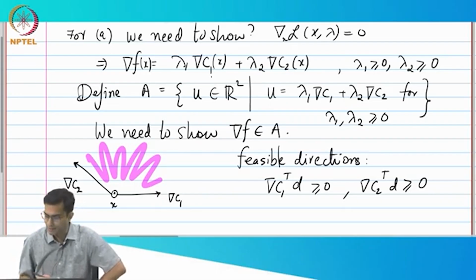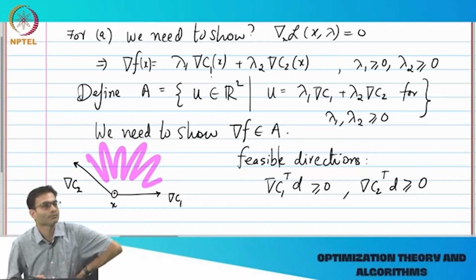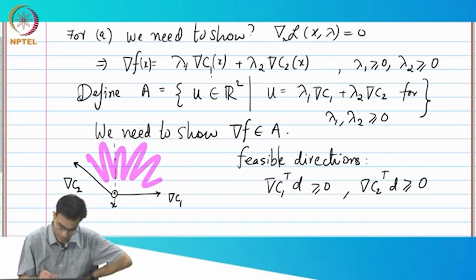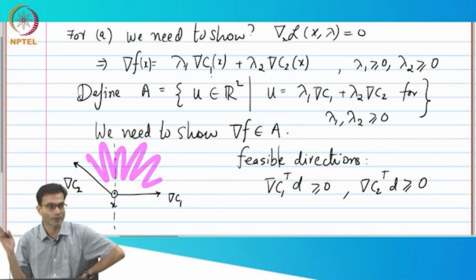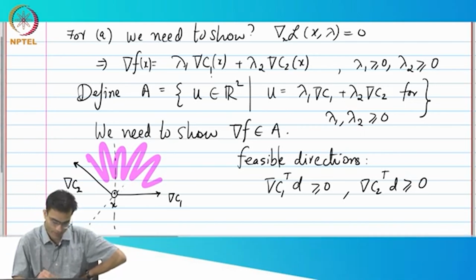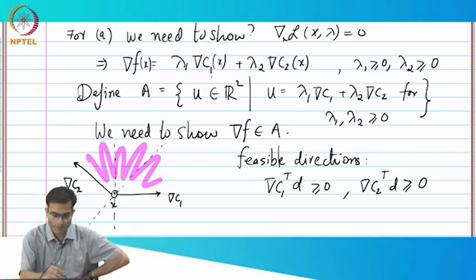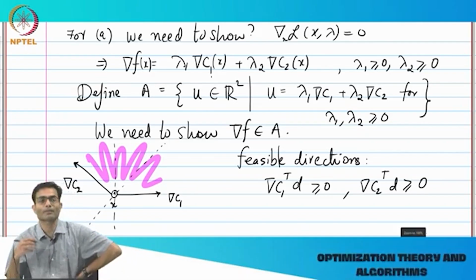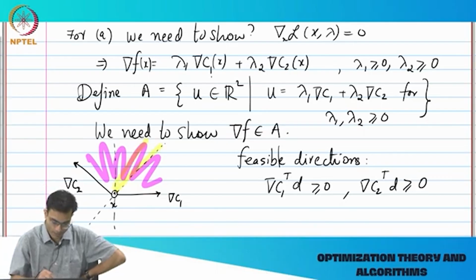So grad C1 transpose d greater than or equal to 0 defines what kind of geometric object? Half space, right? So I would draw something like this. And am I to the left or the right of this? I'm to the right of this. Similarly, I take grad C2 transpose d greater than or equal to 0, also a half space. So I sketch one thing like this. Where are my legitimate feasible directions? They're in this intersection over here.